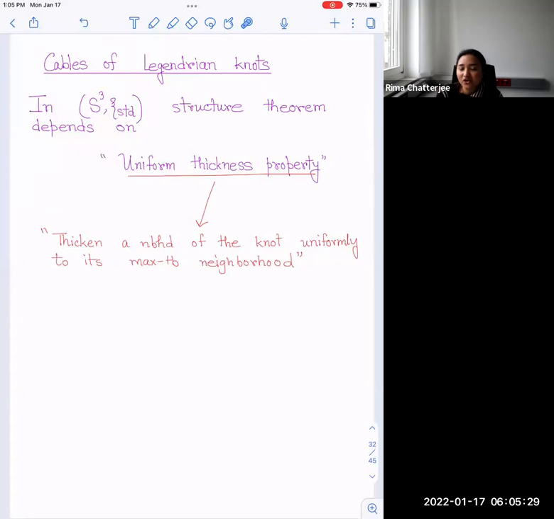Uniform thickness property: a knot satisfies this property if you can take any representative of that knot type, take a neighborhood of it, and thicken the neighborhood uniformly to its max TB neighborhood. And you cannot go beyond it, so you have to stop right there. Now, max TB is definitely a very specific property of a knot for tight manifolds because we have the Bennequin inequality there, which gives us the max TB.